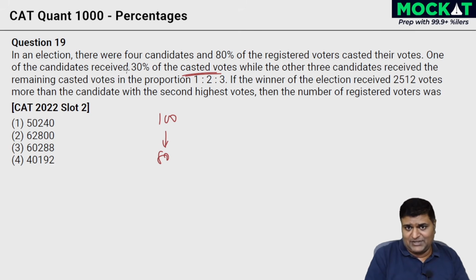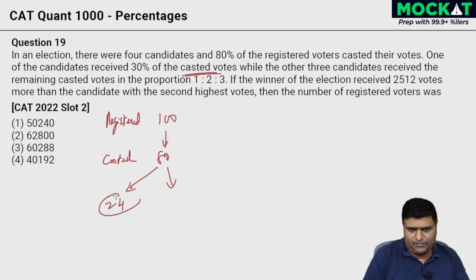Now, one of the candidates has received 30% of the cast votes. These are the cast votes, and these are the registered voters, right? Of this 80, one of them is getting 30%. 30% of 80, zeros are cancelled, 3 into 8, 24. 24 is going to that one person. Now, while the other 3 candidates receive the remaining cast votes, 24 is done with 1, so the remaining is going to be 56.